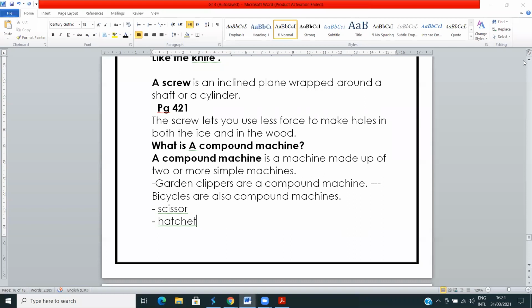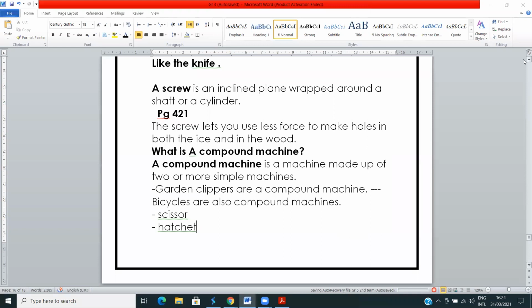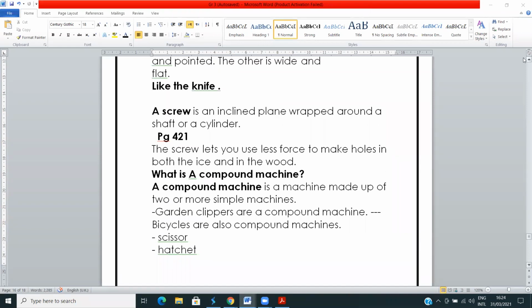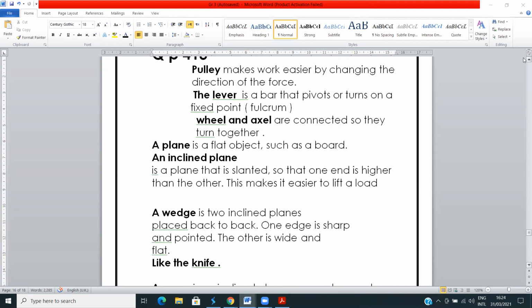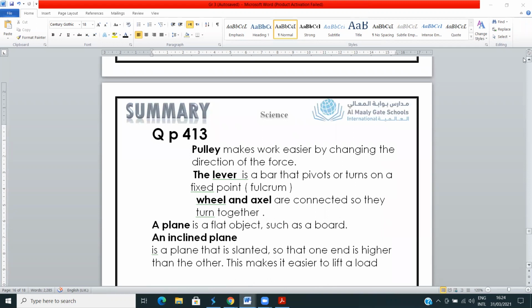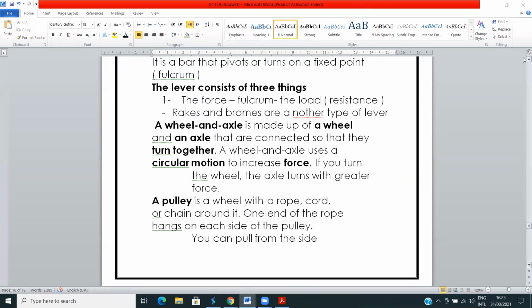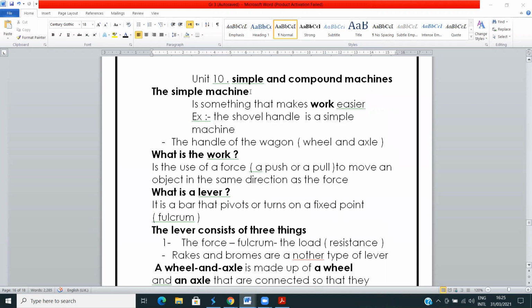Simple machine, you know, like what? Like lever, for example. Like a lot of machines you use. That's simple machine. Body, lever, all of them are simple machines. But I will give you first an idea about simple machine. Then I will ask. Something that makes work easier, like the shovel handle, is a simple machine, like the handle of the wagon. You can know what work is: the use of a force, a push or a pull, to move an object in the same direction of the force.